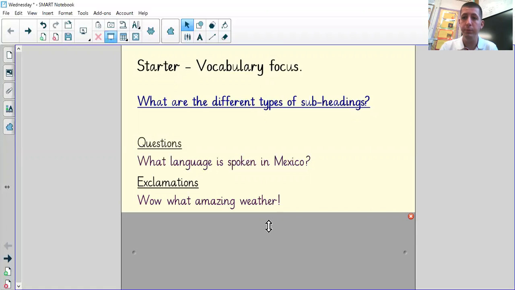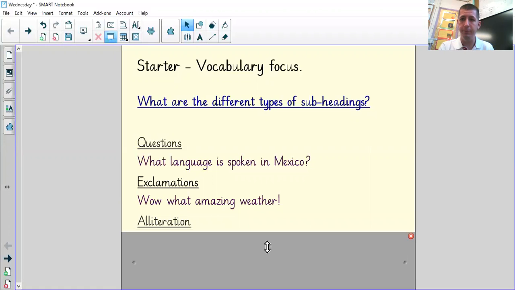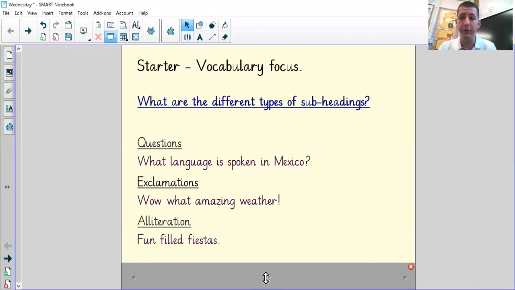Are you ready to move on? We've now got one more subheading type, and this is probably the most difficult one out of the three, because this one involves a bit more thinking. It's alliteration. Can you remember what alliteration is? Alliteration is where you use the same sound at the beginning of a word. For example, fun-filled fiestas. In that, we've got f at the start of every one of those words, fun-filled fiestas.